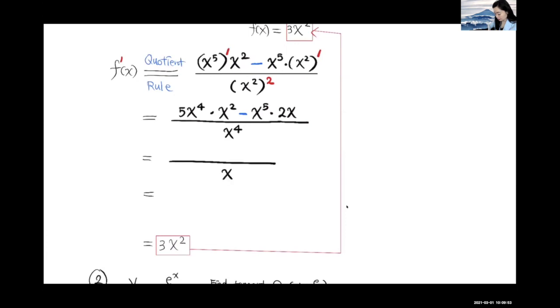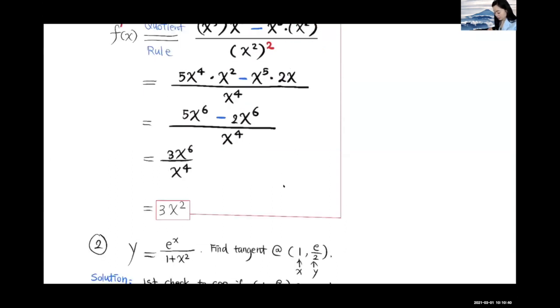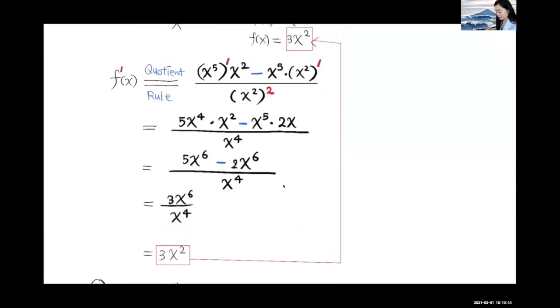So this is x to the 4 power. This is 5x to the 6th power, subtracting 2 times x to the 6th power. So which is going to be 3x to the 6th power over x to the 4 power. So simplify this, we got 3x squared, which is the same result over here, right?